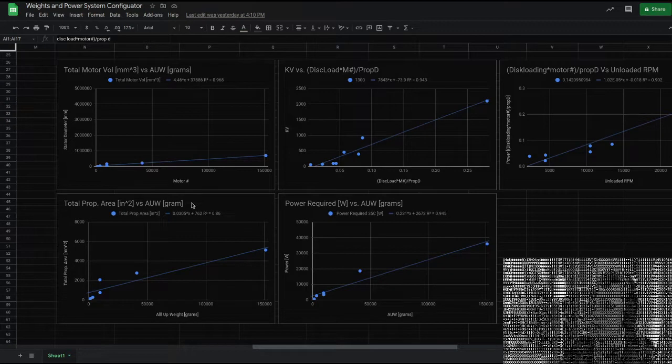4.46 times the, x-axis is mislabeled there. Excuse me. But 4.6 times the all-up weight in grams plus 37,886. And that will give you the total motor volume that a quadcopter could fly with and would likely work pretty well with. And the same goes for the KV. You just plug in the disk loading times motor number divided by the propeller, and you can get what kind of KV you should be aiming for.